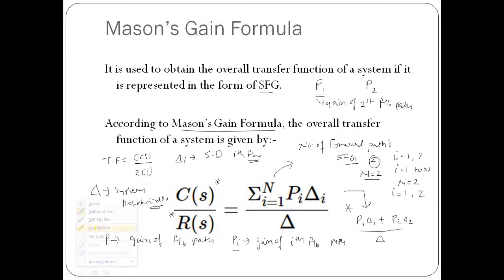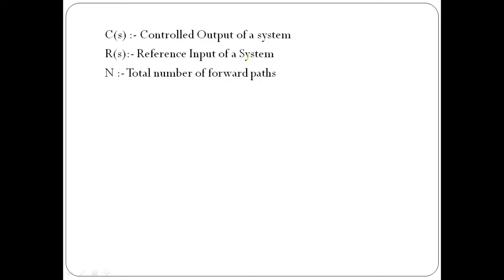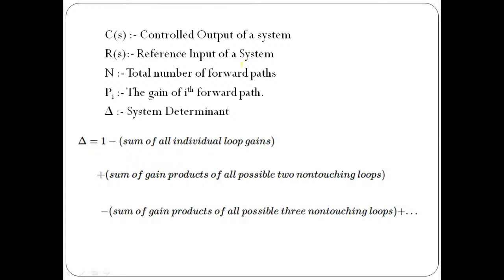According to Professor Mason, this formula is C of S by R of S equals summation I varying from 1 to n, Pi delta I, whole divided by delta. This is very, very important. Now, the same thing is mentioned over here. What is C of S? C of S is nothing but the controlled output of the system, which is in frequency domain. R of S indicates the reference input of the system. Then N indicates the number of forward paths. Pi indicates the gain of ith forward path. Delta indicates the system determinant. And this is the formula to calculate system determinant.